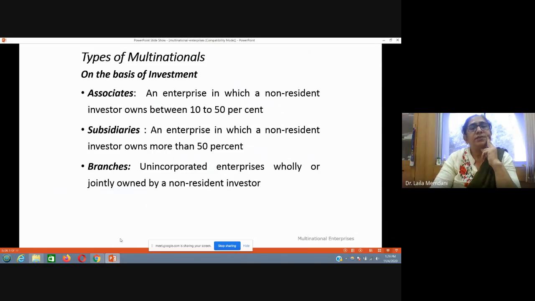Types of multinationals. On the basis of investment, we have associates, subsidiaries, and branches. They are called associates when a firm owns between 10 to 50% of investment in another company. They are subsidiaries when it owns more than 50%, but not 100%. And branches are nothing but fully owned, totally owned. The foreign enterprise is totally owned by the concerned enterprise, or wholly owned subsidiary. They are also called WOS, wholly owned subsidiary.